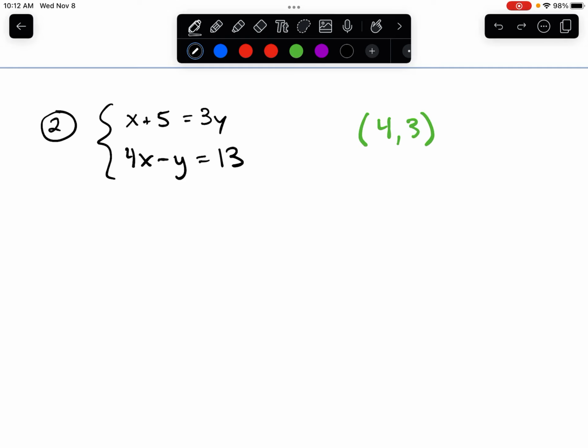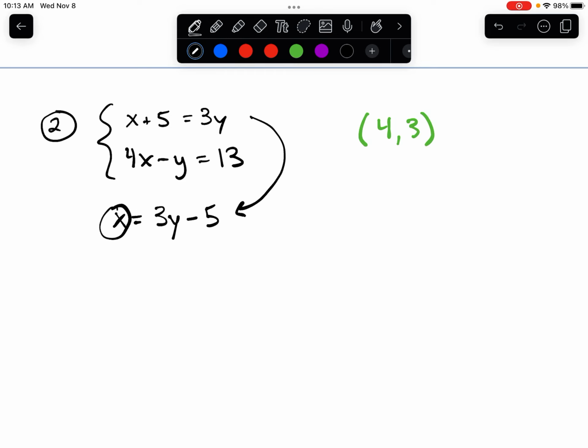The nice thing about this is you get to pick which one you want to get by itself. If I look at the x's and the y's, I believe that this x is going to be the easiest to isolate. That's just personal preference. All I would have to do is subtract 5 on both sides of this first equation. If I do that, we end up with a new equation, and that's going to be x equals 3y minus 5.